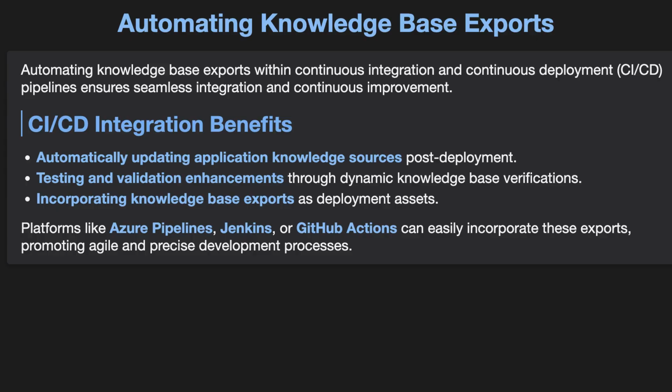CI/CD integration benefits include automatically updating application knowledge sources post-deployment, testing and validation enhancements through dynamic knowledge base verifications, and incorporating knowledge base exports as deployment assets. Azure Pipelines, Jenkins, or GitHub Actions can easily incorporate these exports, promoting agile and precise development processes.